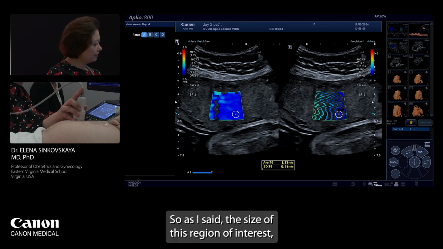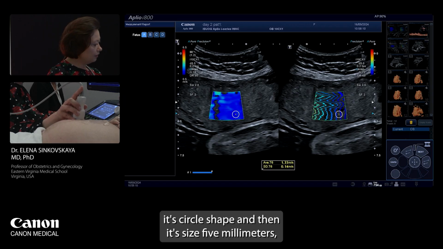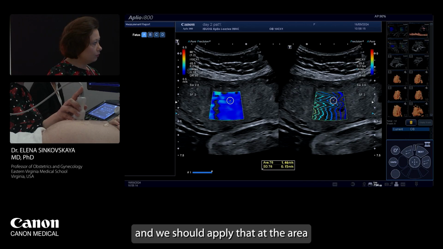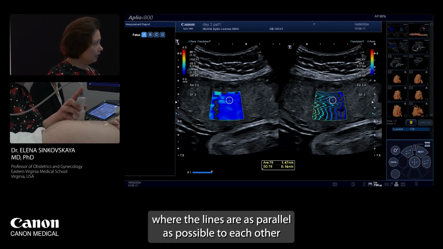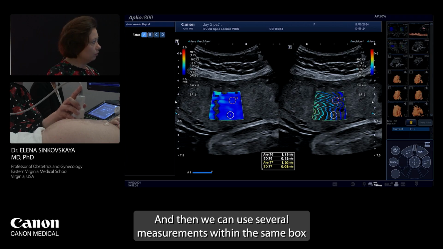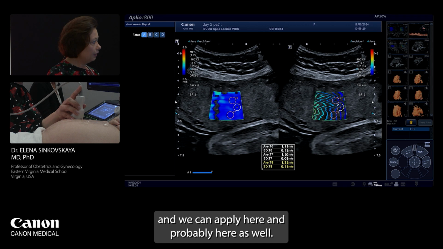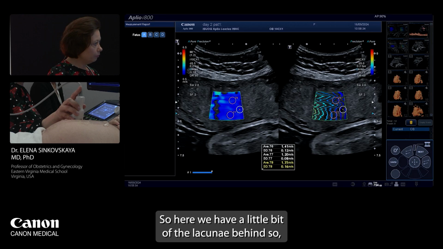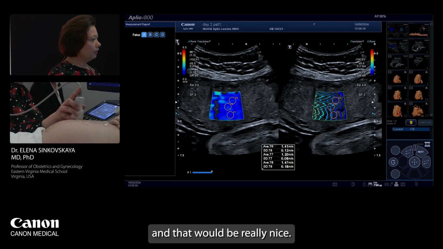So as I said, the size of this region of interest, that circle shape, is 5 millimeters, and we should apply that at the area where the lines are as parallel as possible to each other, and I think that would be reasonable to place it here. And then we can use several measurements within the same box, and we can apply here and probably here as well. So here we have a little bit of the lacunae behind. So, and that would be really nice.